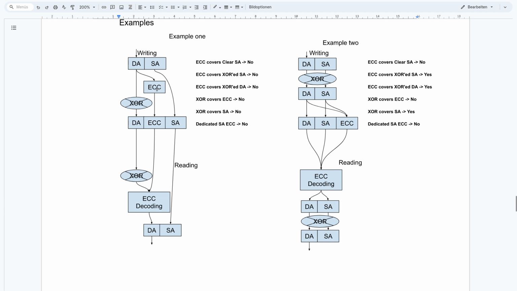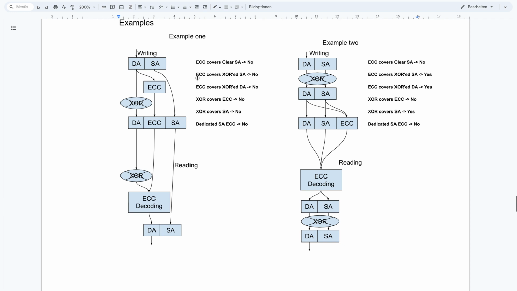So we have here the case of ECC, and as we can see, the service area is being written to the NAND flash directly without being XORed and without being ECC'd. So the ECC, as we can see, there is no arrow over here from the service area to the ECC area, the ECC does not cover clear SA. So we have a definitive no over here.